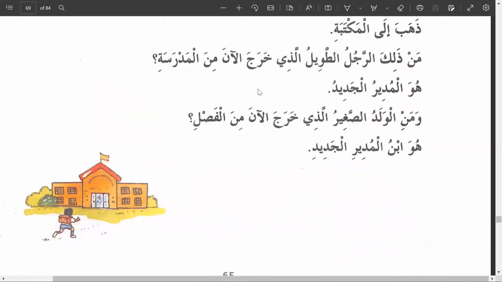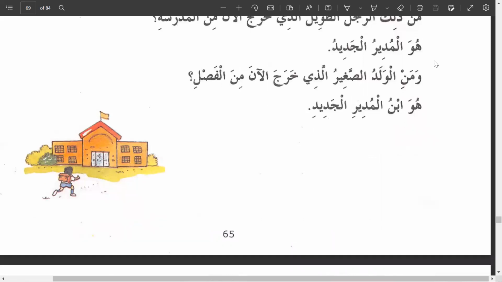So what was the meaning of this sentence? Man zalika rajulu tawilu allazi kharaja al-ana min al-madrasati. Man zalika rajulu tawilu. Who is that man, that tall man who just came out of the school? Very good. Now the next one.